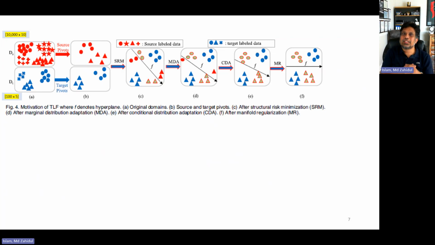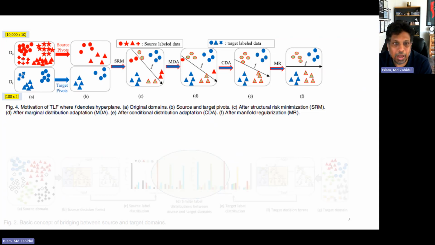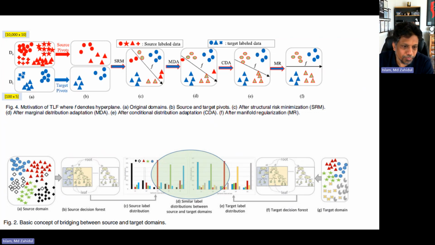Remember, in the previous slide, I said that in this technique, we do not intend to transfer all records of the source domain into the target domain because that may result in negative transfer. So that is why we need to find the pivots, the matching sets of records in the source data set and the target data set, so that they are similar somehow. Now, let me explain how we identify the pivots.